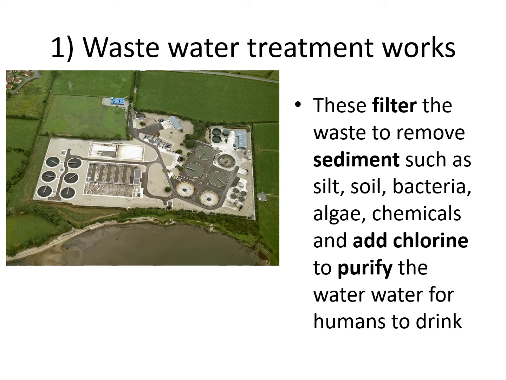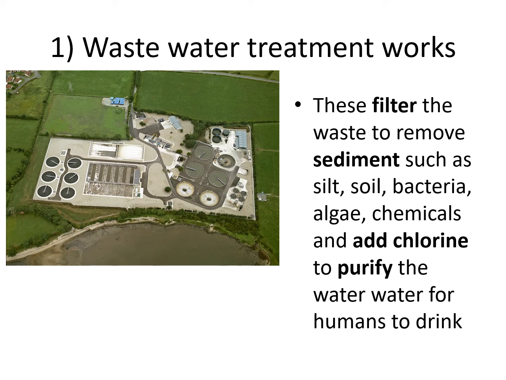Okay, so how can we manage it? How can we make our water quality better? Firstly, we can build wastewater treatment works. That's a photo of one. They look bizarre from above, but all our water ends up at these places and it gets treated. These filter the waste to remove sediments such as silt, soil, bacteria, algae, chemicals, and they add chlorine.